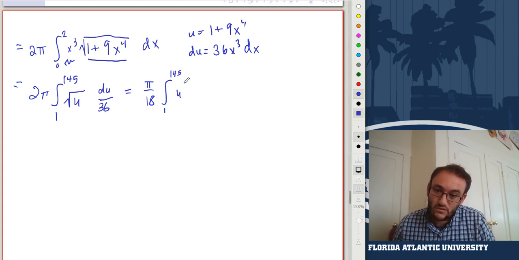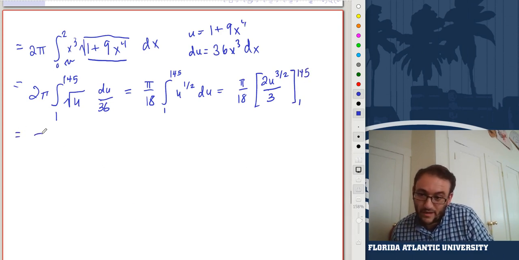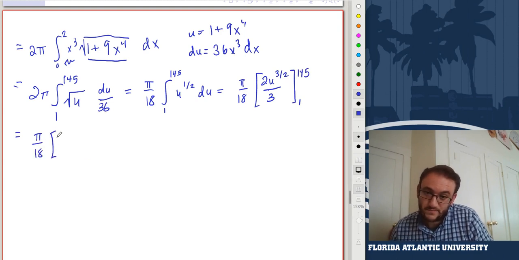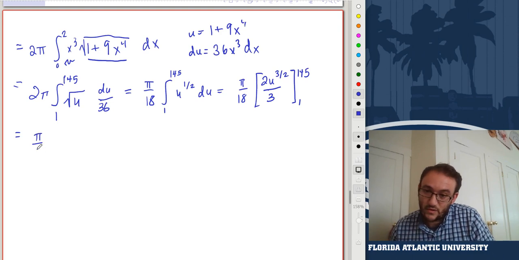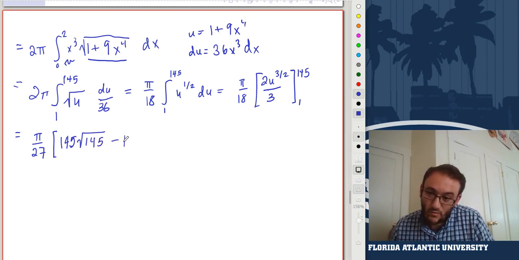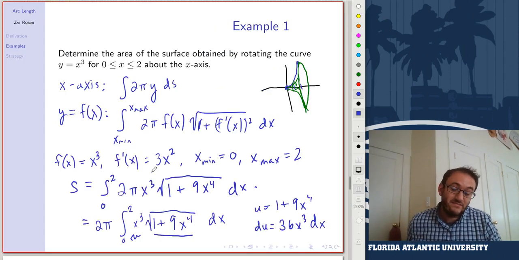That's equal to pi over 18, just factoring out the 1 over 36, integral from 1 to 145 of u to the 1/2 du, which is equal to pi over 18 times 2u to the 3/2 over 3 from 1 to 145, which is given by pi over 18 times, and let's bring the 2/3 out actually, so we have pi over 27 times 145 times the square root of 145 minus 1. And that's our answer. So that's the surface area of this surface of revolution.